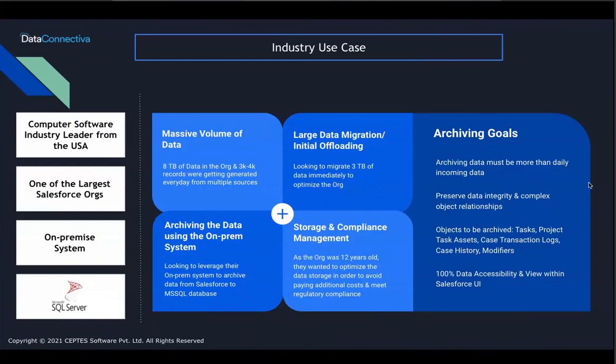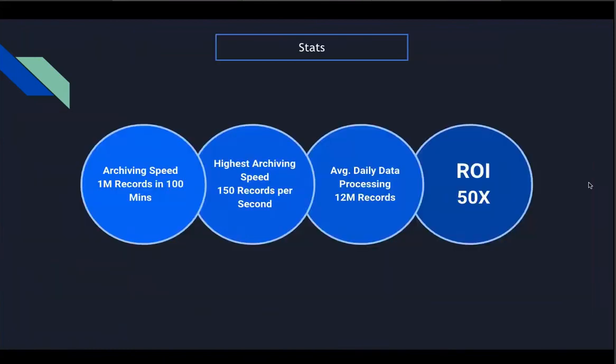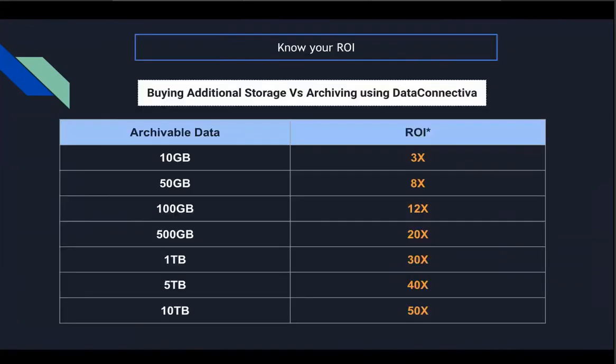Now, that being said, I will hand over to Rakesh. Before I do, here are some stats from this customer. 1 million records in 100 minutes. Highest archiving speed was 150 records per second. You can imagine how comfortable they became after this. Average daily data processing was 12 million records. And the ROI was 50 times, because obviously the amount of data they archived made the ROI huge. Now I think we have 4 minutes or maybe less.